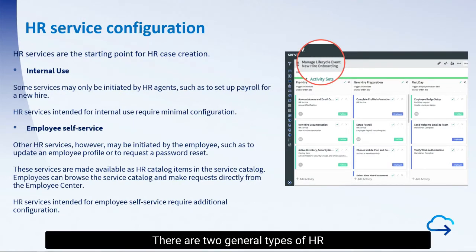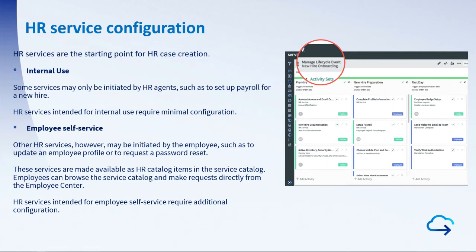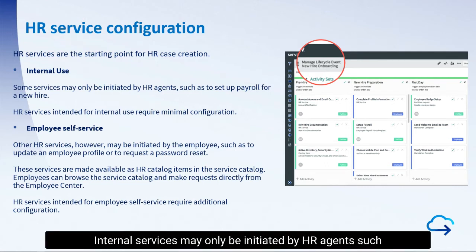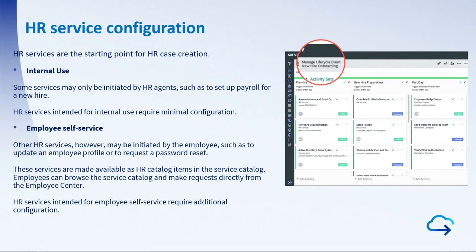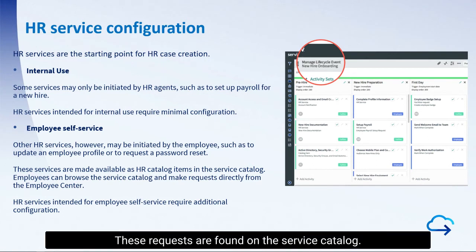There are two general types of HR services: internal and employee self-service. Internal services may only be initiated by HR agents, such as a request for a new employee payroll setup. HR services intended for internal use require minimal configuration. Self-service requests may be initiated by the employee, such as to update an employee profile or to request a password reset. These requests are found on the service catalog. HR services intended for employee self-service require additional configuration.